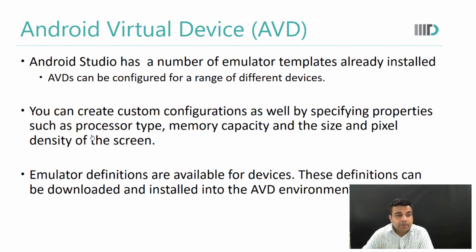Android Studio has a number of emulator templates already installed. And then you can also configure AVDs for a range of different devices by creating custom configurations, by giving different processor types, memory capacity, and the size and pixel density of the screen. Emulator definitions are also available for devices. These definitions can be downloaded and installed into the AVD environment.